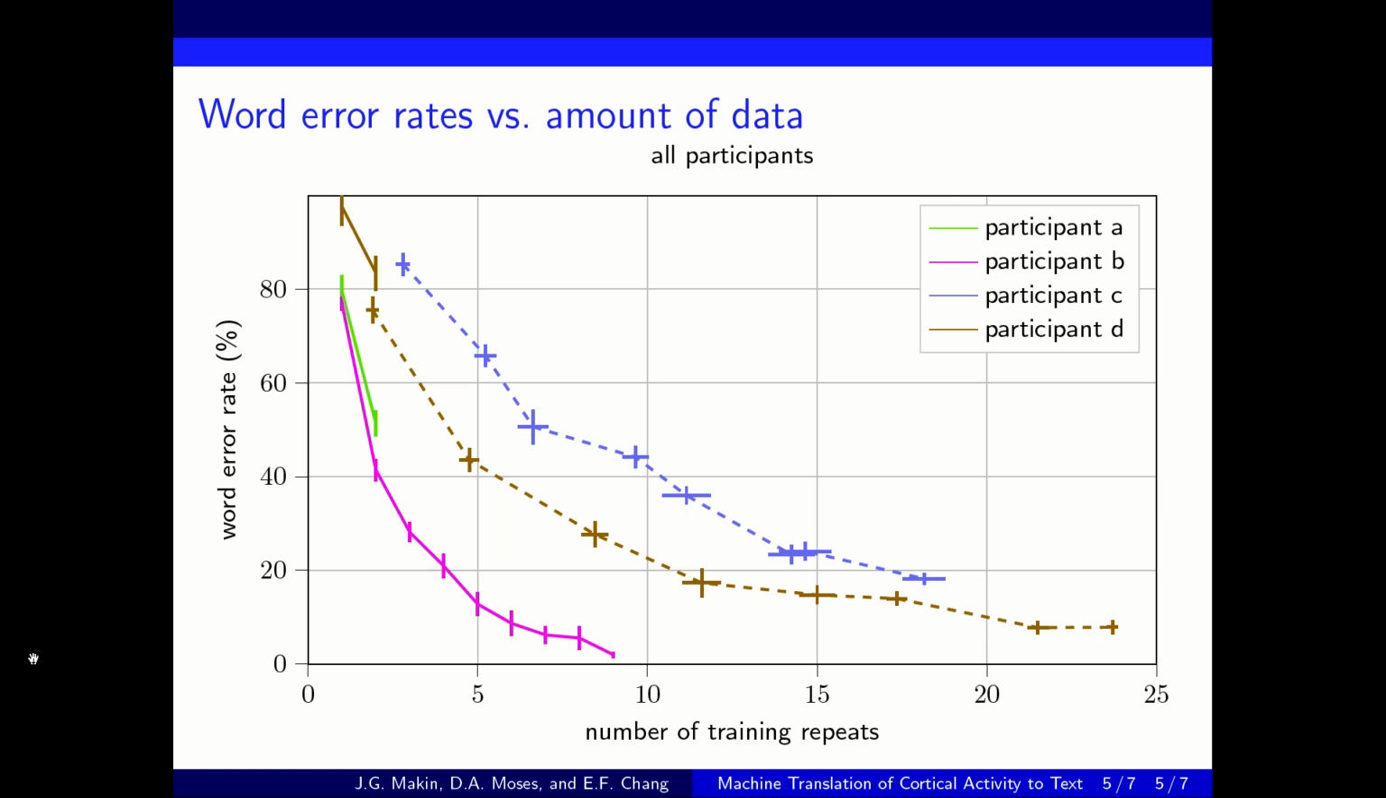The more repetitions each participant got through, the lower word error rates got. For the best participant, those error rates got down to about 2%. This compares with the previous state-of-the-art of about 60%.